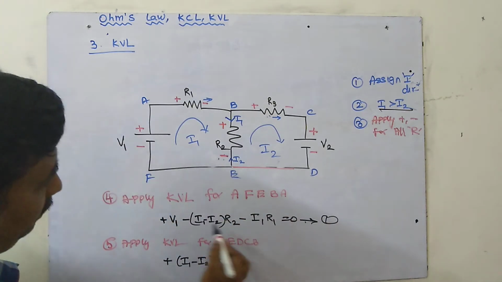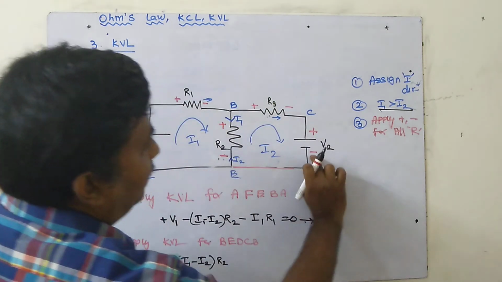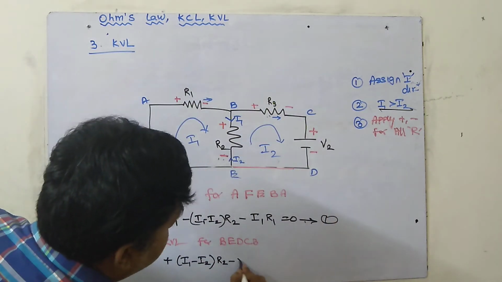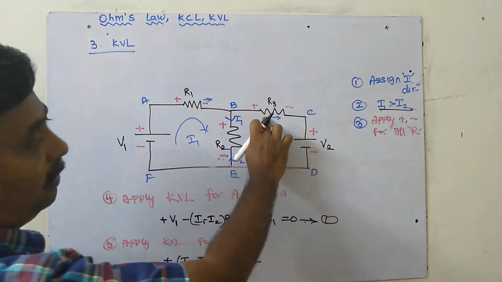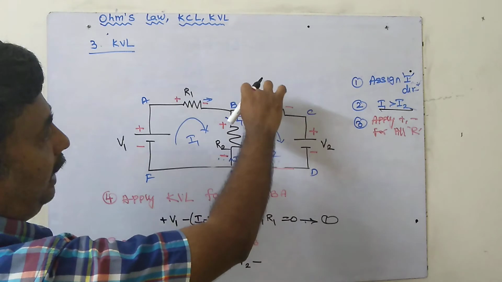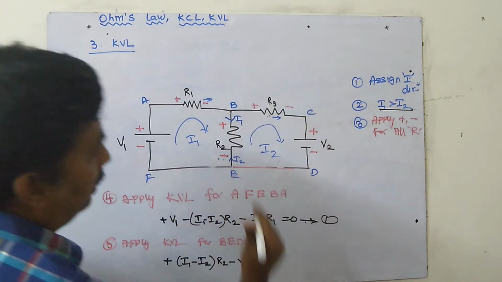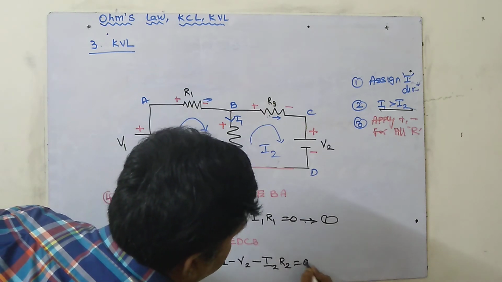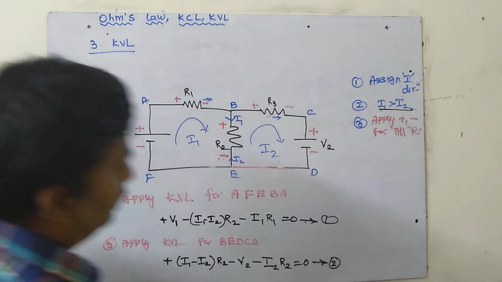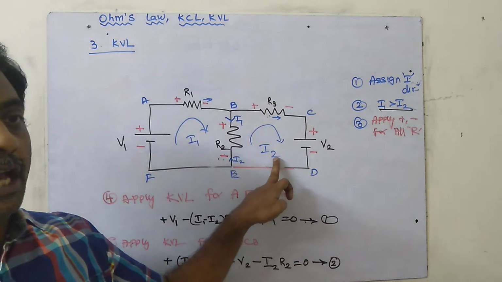Previously it was minus, here it is plus, because we are going in this direction. Then going like that, minus V2. Minus R3 is not just a resistance; if I multiply by current, then I will get a voltage. So minus I2 into R3 equals 0. This is the second equation. If you solve these two equations, we will get I1 and I2.